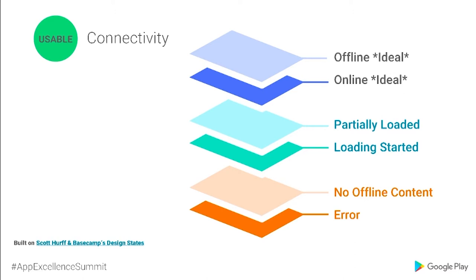So while historically we know that only online is ideal, now offline is ideal too. In addition to showing loading in progress, we want to differentiate between loading started and then the progress, when it is progressing. On top of this, we also have to take account of no online content, as we know that assuming the app will be used in offline usage, we have to take account of times when we really don't have any content to show.